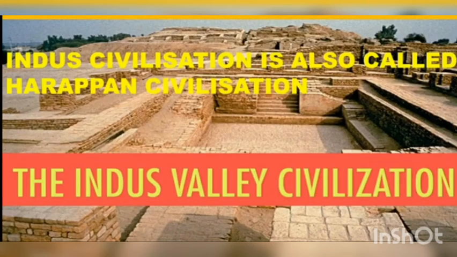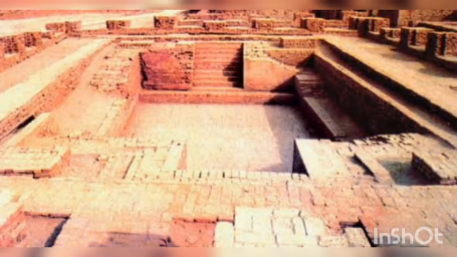Now we should know about the Indus Valley civilization. The Indus civilization is also called the Harappan civilization. This was the first site to be excavated in the early 20th century. Baked bricks were found underground. The city had a well-planned, proper sanitation system.